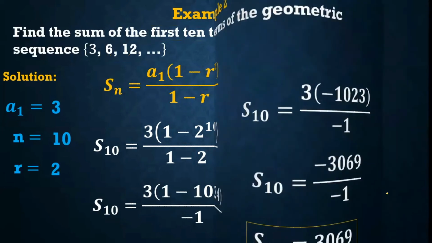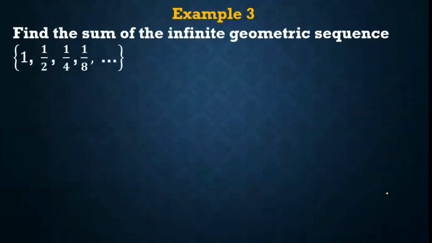Okay, next. For example number 3, we have to find the sum of the infinite geometric sequence 1, 1/2, 1/4, 1/8, and so on. So ito po, infinite geometric sequence po siya. So therefore, we have to use the formula of the infinite geometric sequence. Okay, but first, lagyan muna natin ng given. Our A sub 1, or the first term, is 1.